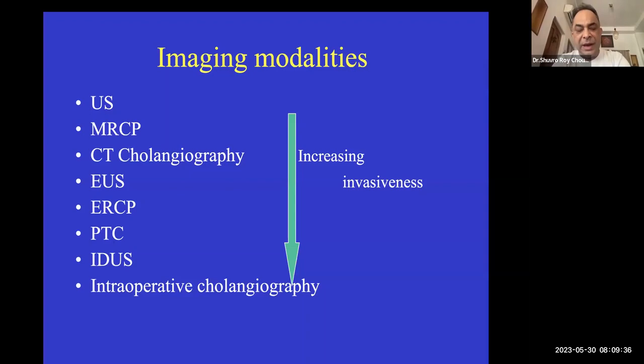Then, of course, we have EUS. See, I'm talking about EUS even in 2003, 2004. It is, of course, far more prevalent now than in those days. And then we have the more invasive modalities, which are ERCP, PTC, or intraductal ultrasound. And what you guys would consider doing is an intraoperative cholangiography. So that is the set of imaging modalities that you would use, with increasing invasiveness from ultrasound to intraoperative cholangiography.